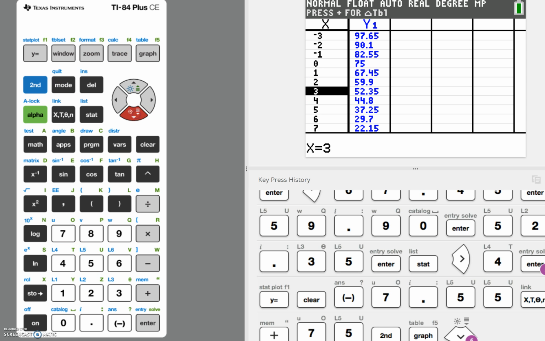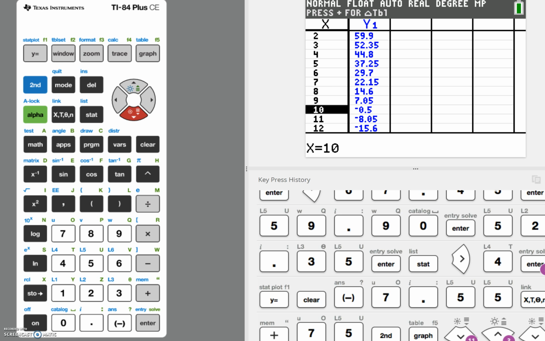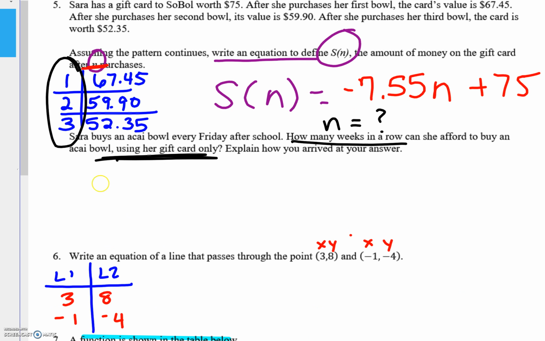So the table's telling me my purchase is x and y is how much money is left on the card. If I keep scrolling down, you should notice that at 9 weeks, we still have $7.05 on. But when I go to the 10th week, Sarah has a negative 0.5 on the right. That means the 10th week, she can't use the gift card only. She's actually going to have to contribute 50 cents in addition to whatever was left over on the card. So since the problem said only at week 9, only using her card, our answer is going to be week 9.